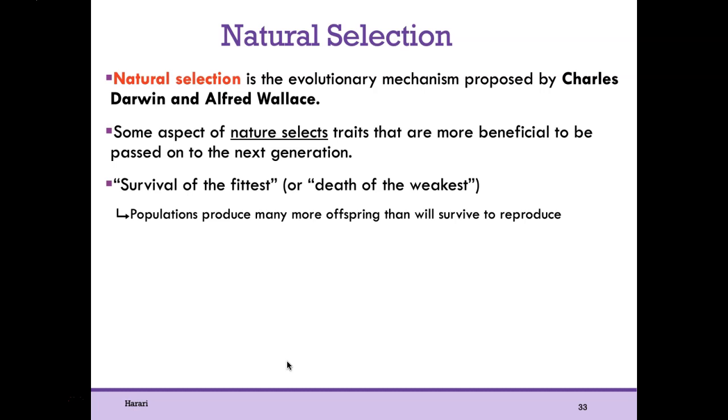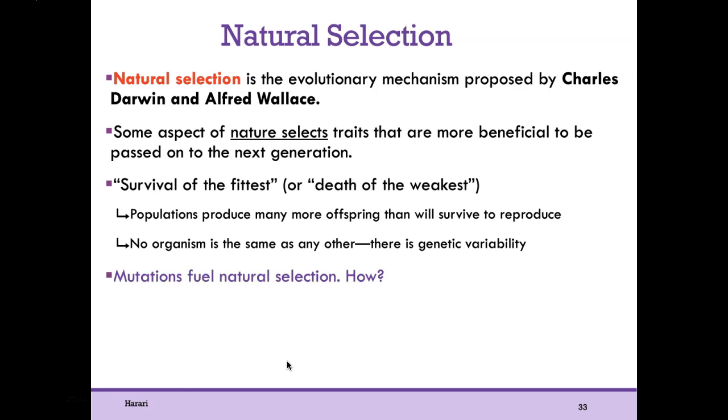And natural selection works because populations produce many more offspring than will survive long enough to reproduce. So we overproduce, but only some of our population will be fit enough to reproduce and pass on those genes. And no organism is the same as any other, right? Even twins have genetic variability. And mutations, I said, are very important, and they fuel natural selection.